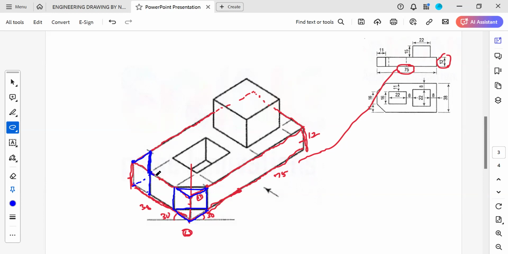So like this you finish the trimming portion of the solid. So like this you will get the trimming portion of the solid. Similarly this side also, like this you will get.